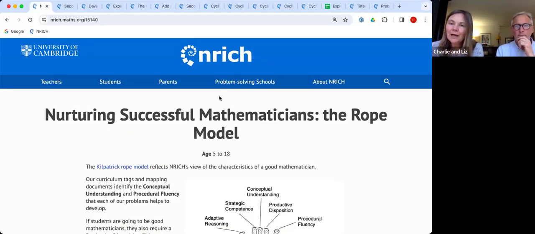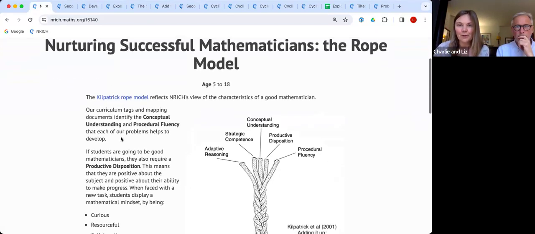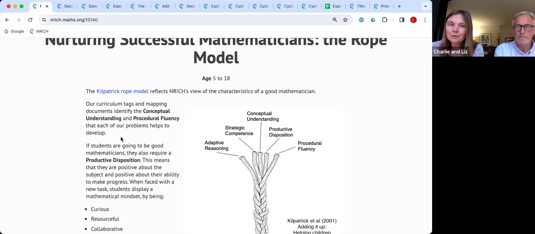Those of you who have attended webinars with us before, or who are familiar with NRICH, will know that we use the Kilpatrick rope model as a framework as we create tasks and resources on the NRICH website. So we'd like to briefly explain how the rope model relates to the way that we organize our resources. You can see from the image, the Kilpatrick rope model contains five strands, and these are depicting the characteristics of a good mathematician.